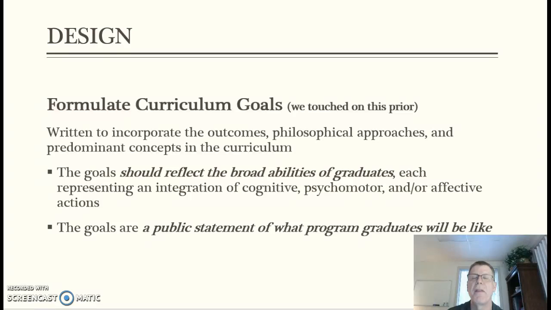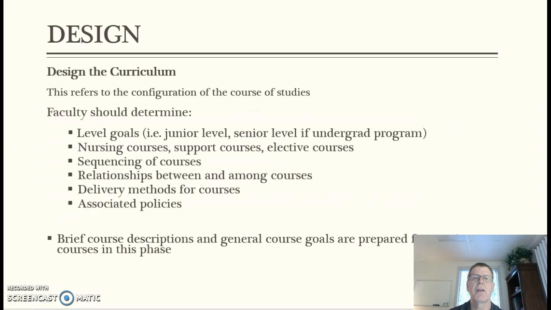But how will they perform? Are they ready to be in the healthcare landscape? Design the curriculum. In all that, consider level goals. If you're thinking undergraduate, that's why I said there's a bias towards undergraduate, think about junior level, senior level. Many professional programs are junior and senior level, like at Cedar Crest for the undergraduate. Some start at the sophomore level. Consider the nursing courses, support courses, the electives, all of which ultimately contribute to good program outcomes being achieved, and the sequencing of how the courses should run.